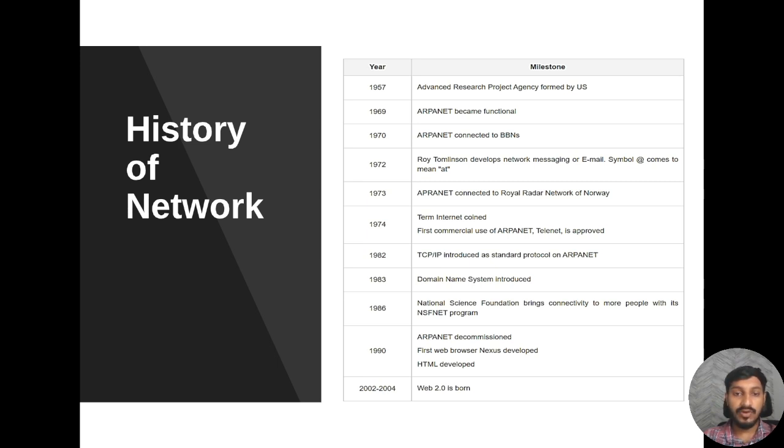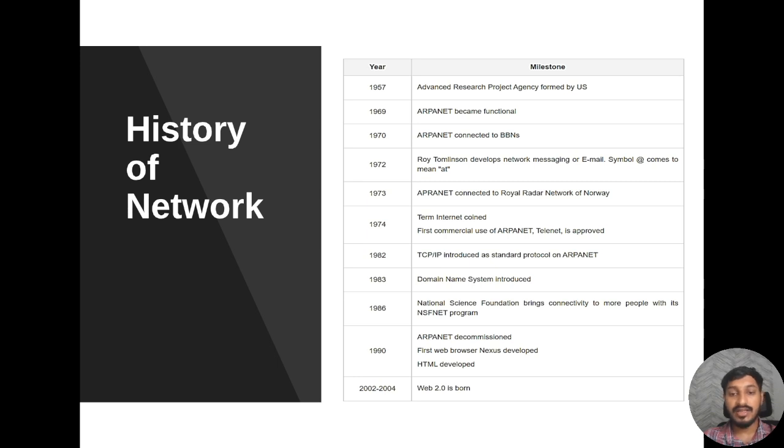Two years later, in 1972, Ray Tomlinson developed a messaging or email app, in which the symbol @ came into existence. So the email symbol which we are using was developed by him. Then in 1973, one year later, ARPANET was connected to the Royal Radar Network in Norway, which was used for Navy or Army purposes.